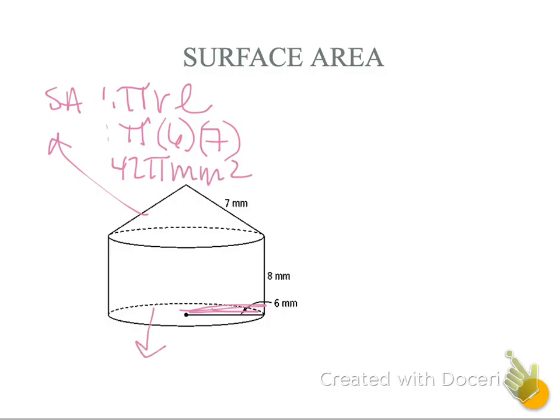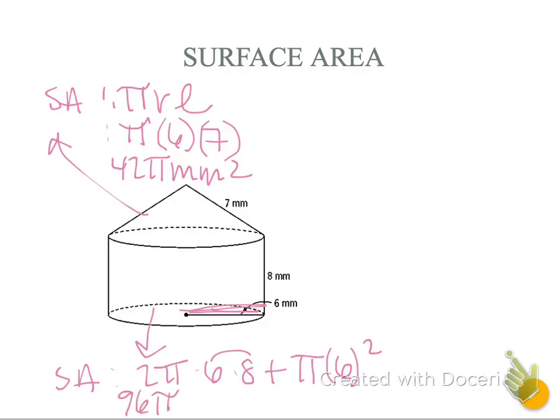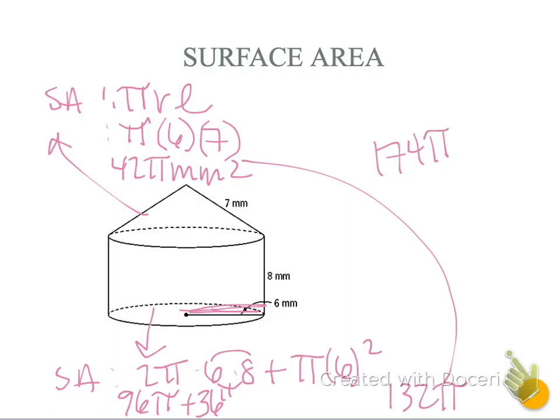My cylinder, remember we can't have both bases. So when we do the cylinder, we have 2 pi times your radius, 6 times your height, 8, plus, don't put the 2 in because I don't want both bases, so pi times your radius again, so 6 squared. So 6 times 8 is 48, 48 times 2, we have 96 pi plus 36 pi. So 132 pi, so my total surface area is 174 pi millimeters squared.